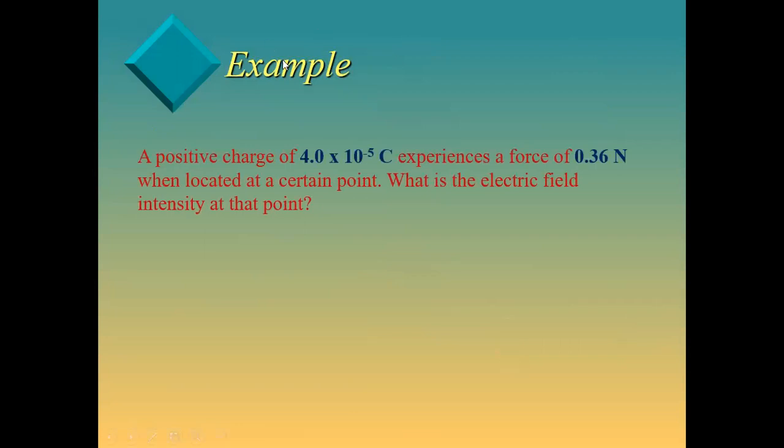Okay, now we can solve an example using this formula. The example says that a positive charge of 4 times 10 to the power minus 5 coulomb experiences a force of 0.036 Newton when located at a certain point. What is the electric field intensity at the point?